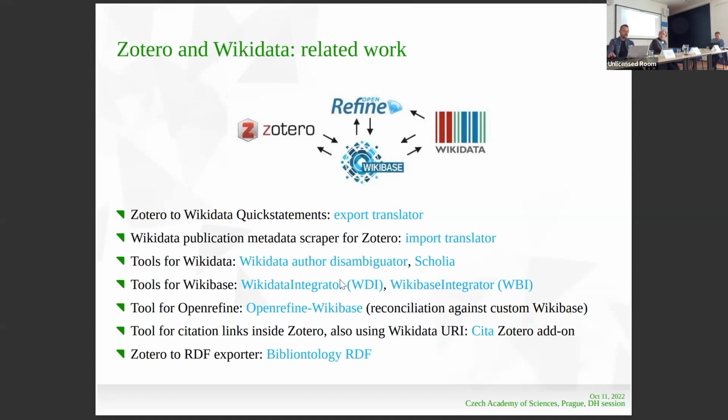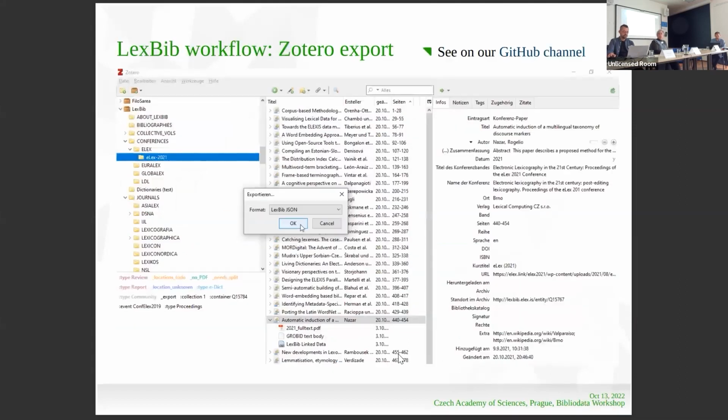And then there are these Python packages called Wikidata Integrator or Wikibase Integrator, which is what I'm using for sending content to Wikibase or to Wikidata, respectively. Then you can also use this package for reconciling against your own Wikibase. And there are some other tools that are interesting in this context, like this citation tool, which works with Wikidata identifiers, or this Zotero to RDF exporter, which uses the Bibo ontology.